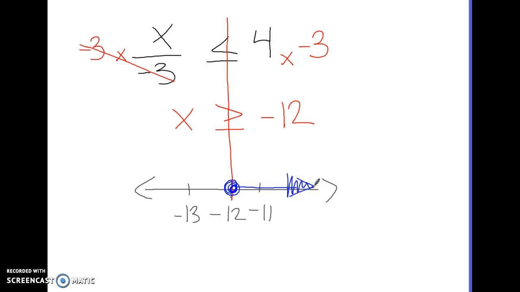The important thing when working with multiplying and dividing negative numbers with inequalities, you always have to switch the symbol when you are switching from a negative to a positive or positive to negative.